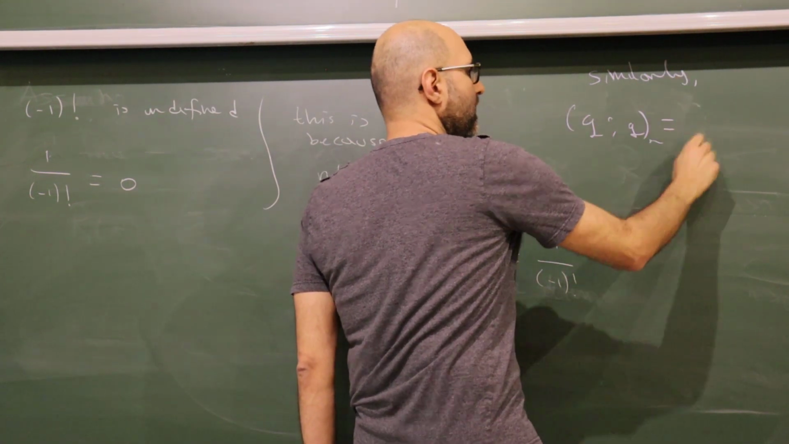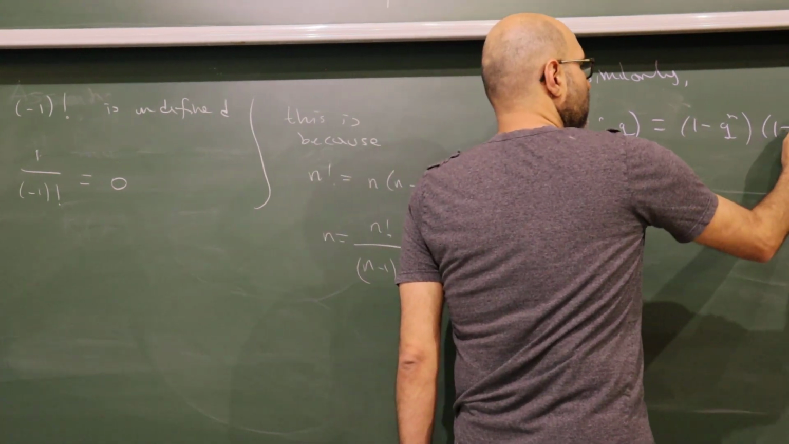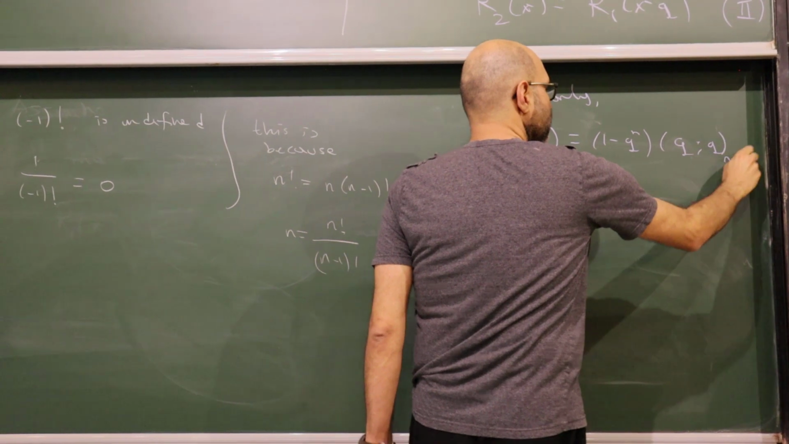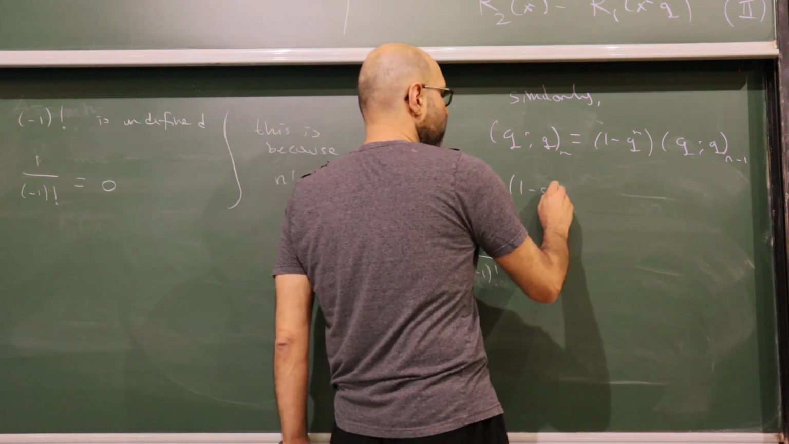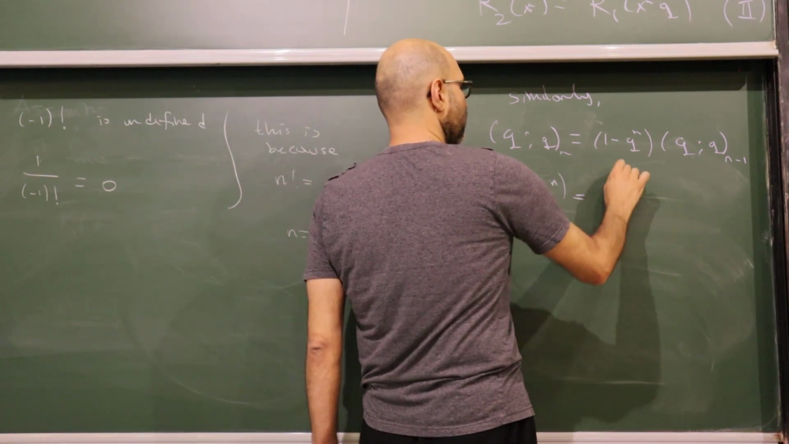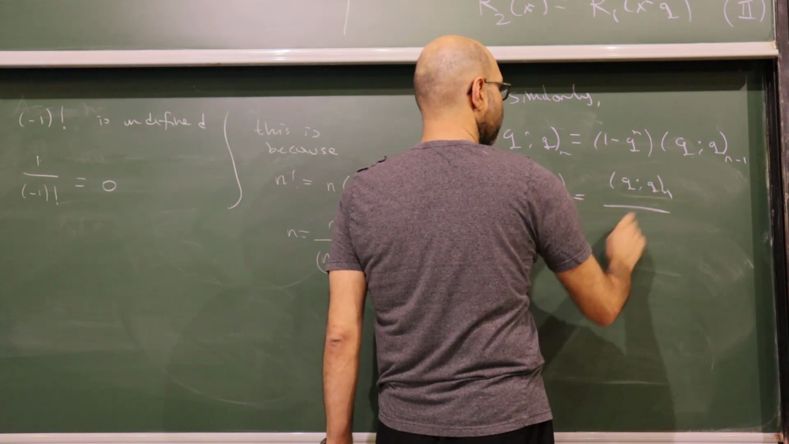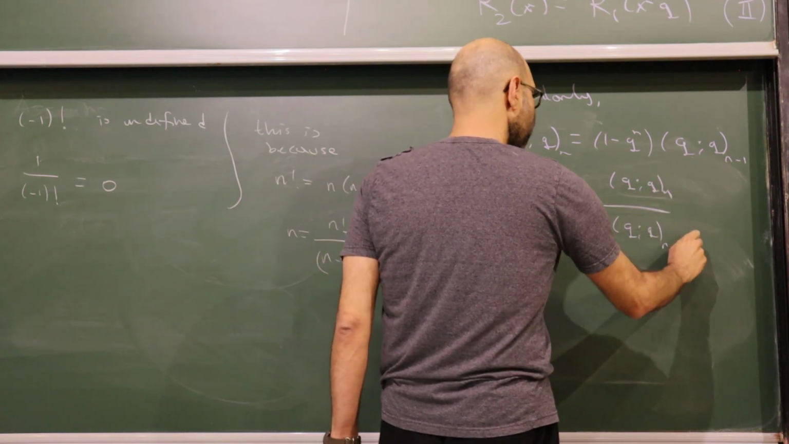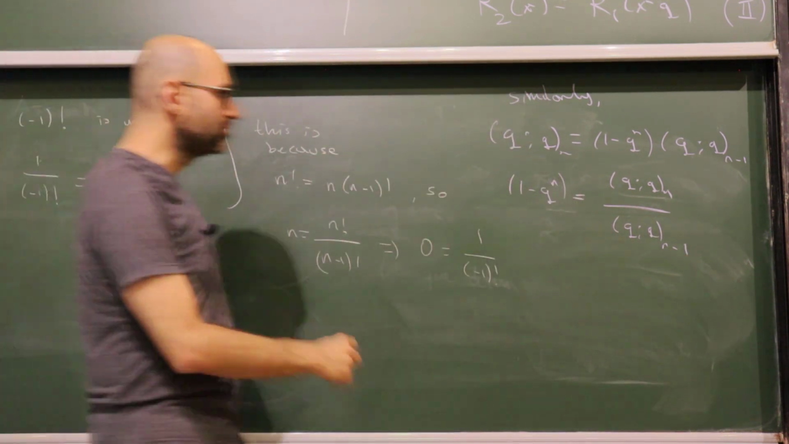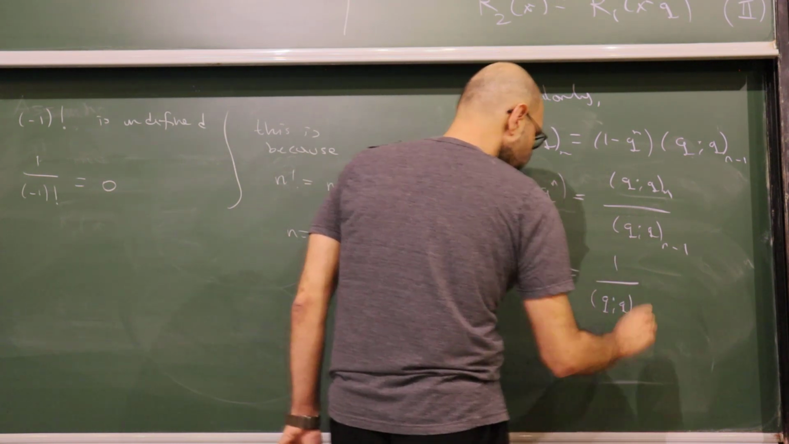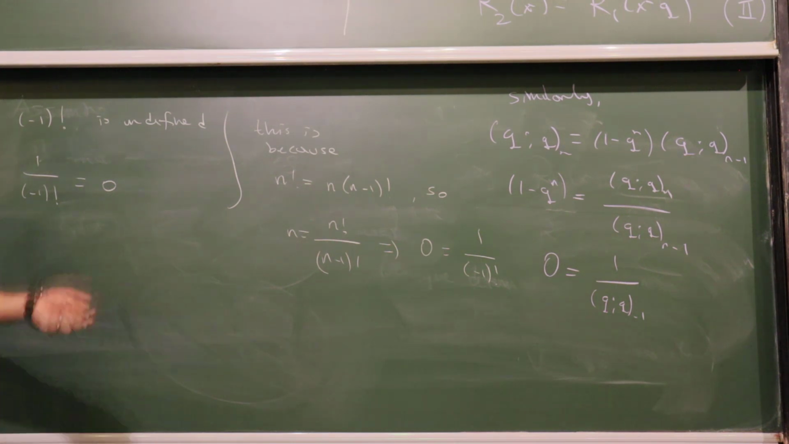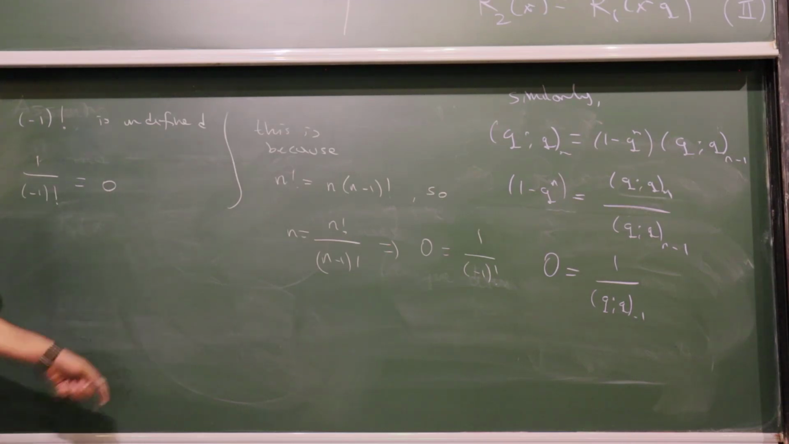Q sub n equals 1 minus q to n, q sub n minus 1. Do the same thing. 1 minus q to n is going to be q sub n divided by q sub n minus 1. Plug in n equals 0. So 0 equals 1 divided by q sub minus 1. In fact, this is true for all negative indices, q sub minus 2, minus 3, minus 4, all negative integers. If you put them in the denominator, you'll get 0.